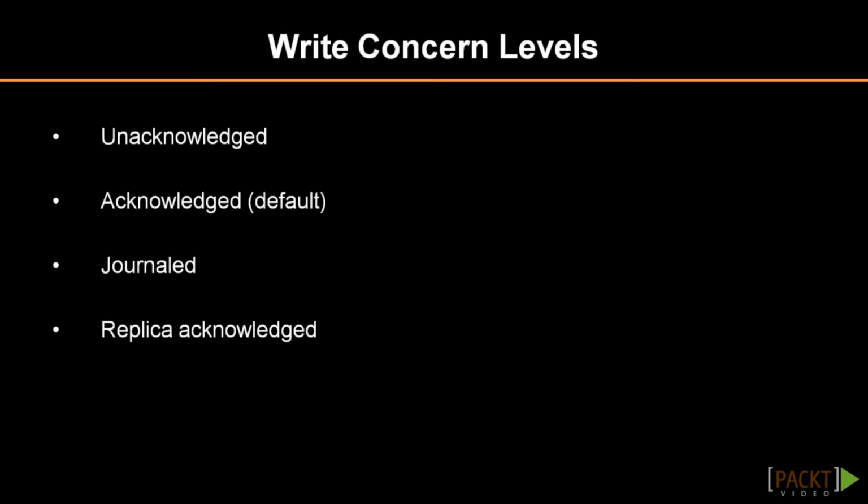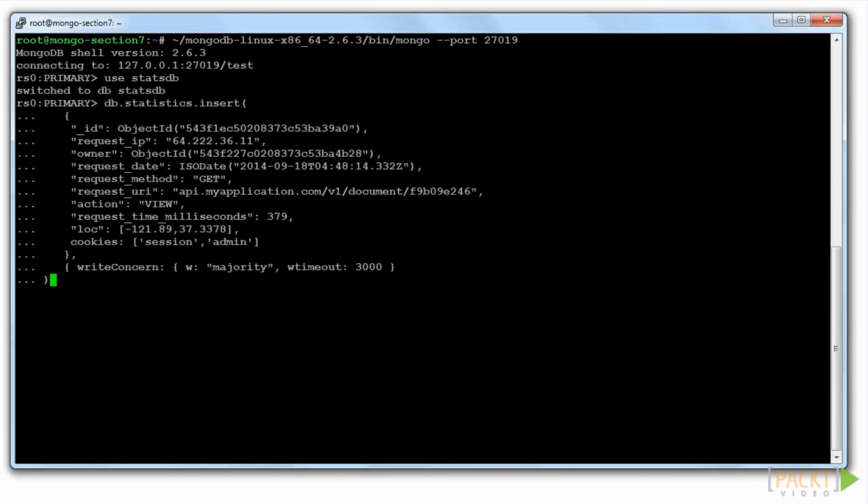The journaled write concern level instructs the MongoDB process to respond only after the write has been written to the journal on disk. The next level, replica acknowledged, has various degrees. In this case, the MongoDB process is instructed to respond only after the write has been written to the primary and replicated to one or more nodes in the replica set. Tags can be associated with nodes in replica sets that may span rack, network, and even data center boundaries to ensure the highest level of data consistency. In this example, the document is to be written to a majority of the nodes and should time out if this doesn't occur in 3 seconds.